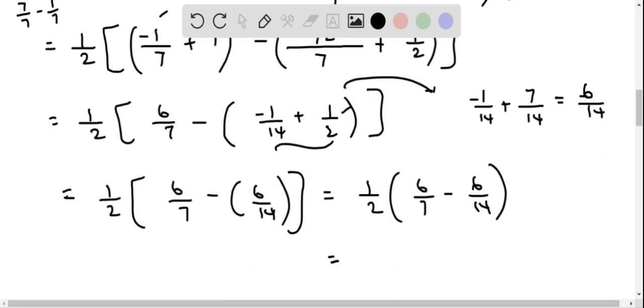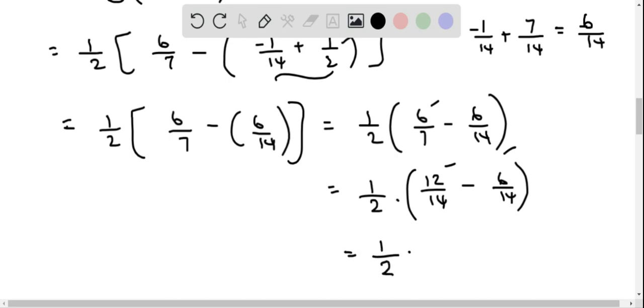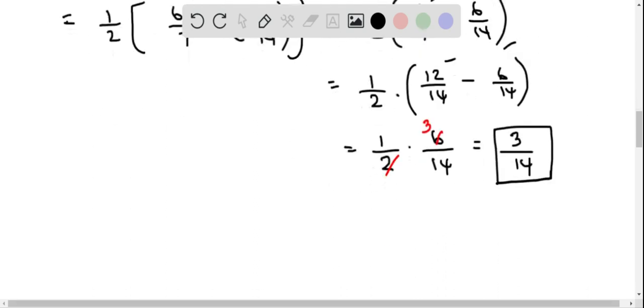Let's make this a common denominator. So we multiply and divide this fraction by 2. So therefore this will become half of 12/14 minus 6/14, equals 12 minus 6 is 6/14. So this one is half of 6/14. Divide this 6 by 2, this goes 3 times. So it's basically 3/14. So in terms of fraction, the result of this integral is 3/14.